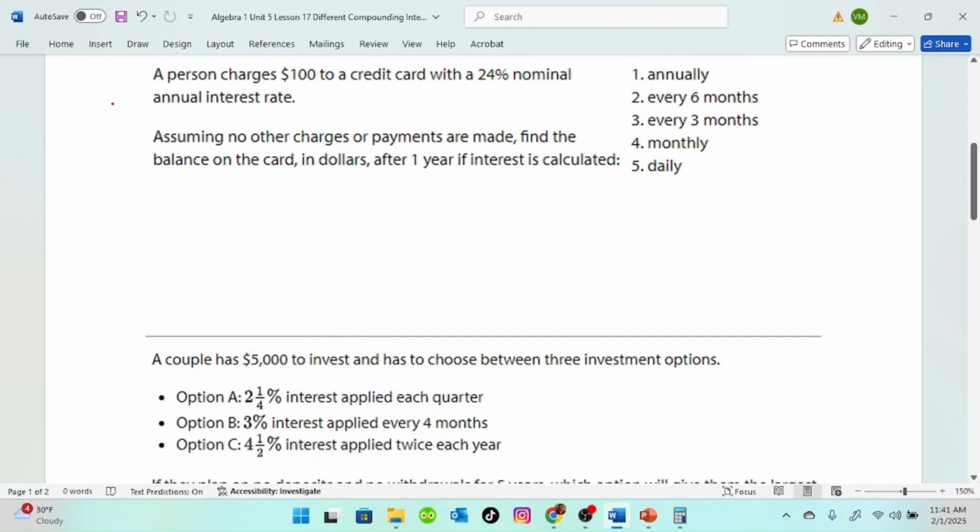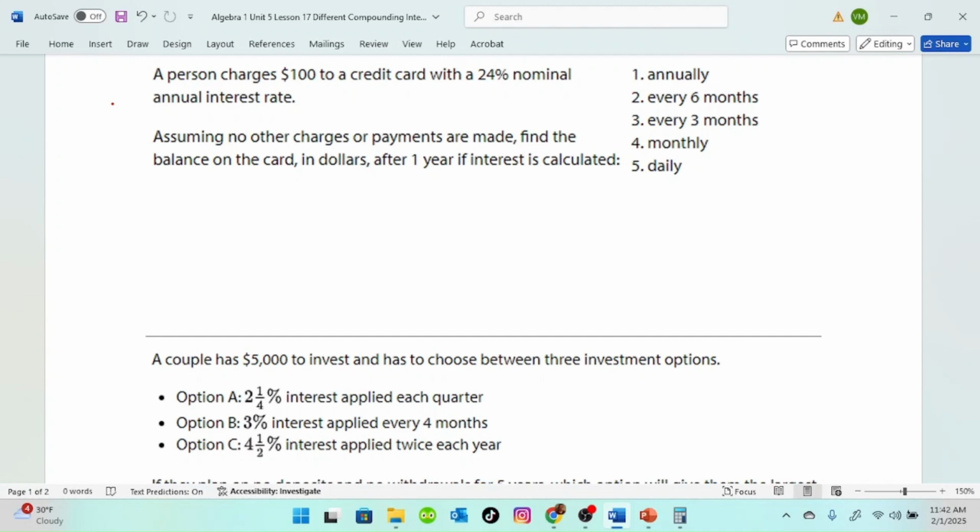Our next practice problem says a person charges $100 to a credit card with a 24% nominal annual interest rate. Assuming no other charges or payments are made, find the balance on the card in dollars after 1 year if the interest is calculated, number 1, annually, number 2, every 6 months, number 3, every 3 months, number 4, monthly, and number 5, daily.